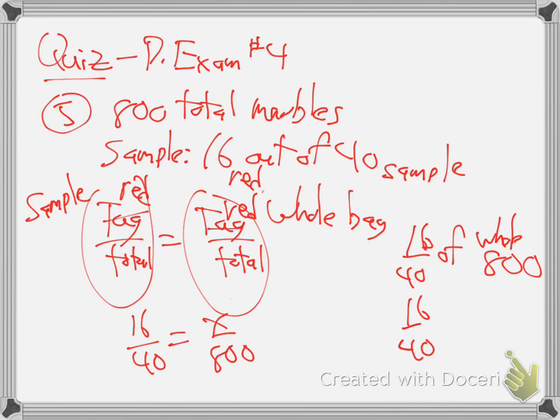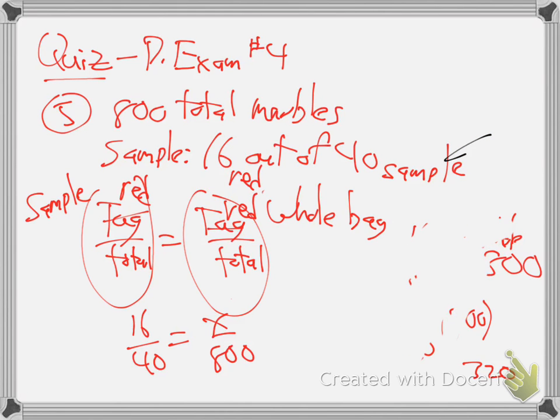What does "of" always do in math? Times. So that'd be times 800, and that would be 320. Or you could just solve this little equation that I'm showing you over here. I don't know which way is easier for you. So I showed that way, and now I'm going to show you the tag over total. Then you cross multiply. Remember how to solve two fractions that are equal? There are two different ways.